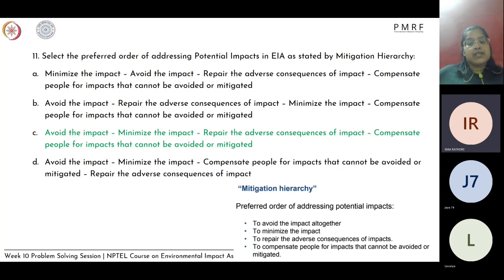The second step is to minimize the impact if the impact cannot be avoided. Then the third step is to repair the adverse consequences of the impact, or to deal with the adverse effects of the impact. And then fourth is to compensate people for impacts which cannot be avoided or mitigated, in terms of monetary value or in terms of certain benefits. So the correct order was given in option C.